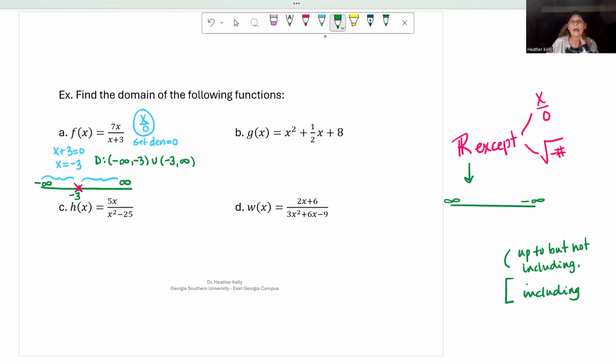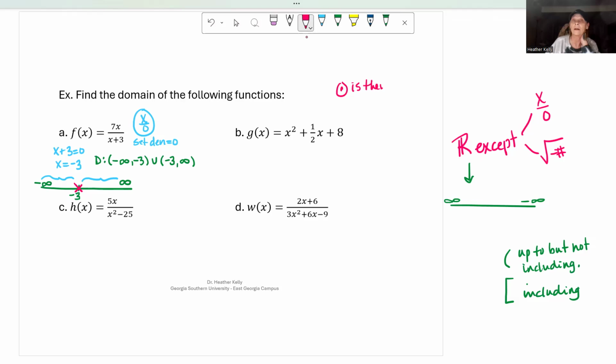G of x is equal to x squared plus 1 over 2. Now, anytime I see an equation, and it doesn't even matter if I've ever seen it before, if I'm asked to find what the domain is, there's two questions I want to ask. Is there a denominator? And is there a square root? So is there a variable in the denominator? And is there a square root? Those are the two questions you want to ask.